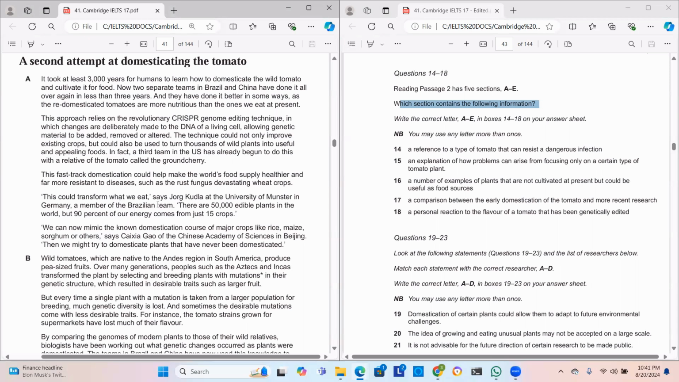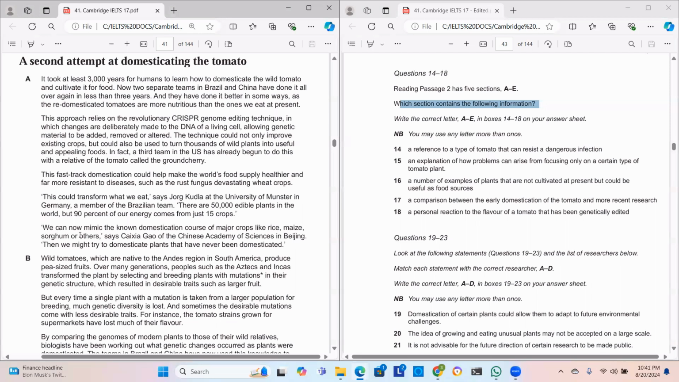So this guy Kudla is a Brazilian team member. There are 50,000 edible plants in the world, but 90% of the energy comes from just 15 crops. So out of these 50,000 edible plants, our energy is coming just from these 15 crops, 90% of the energy, right?